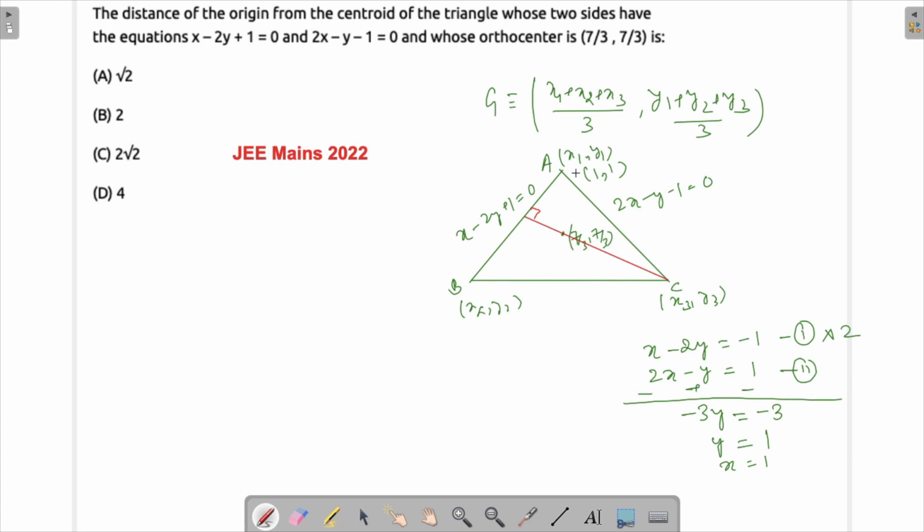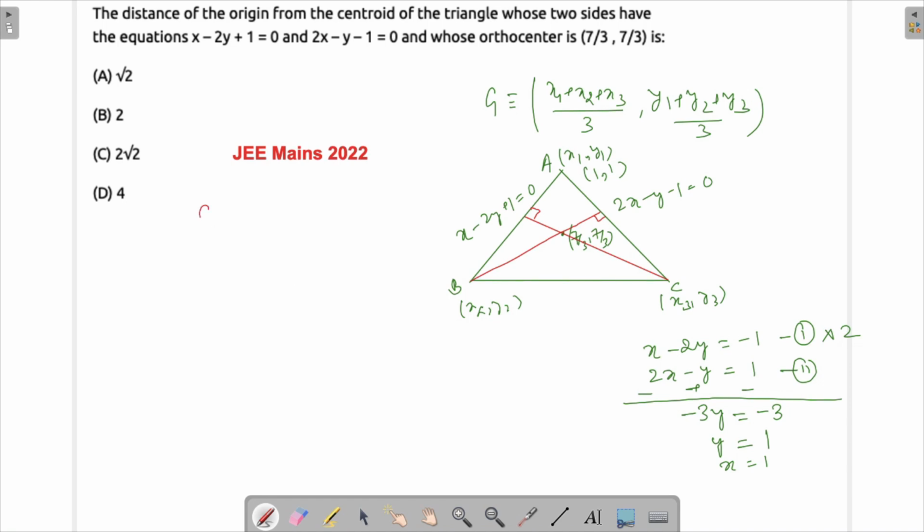And wherever this line meets with this line, then we'll be able to find the vertex C. Similarly, if I am able to find the equation of this perpendicular, which is passing through 7 by 3, 7 by 3, and which is intersecting this line, then we'll be able to find the vertex B. So how do I find out the line which is perpendicular to this?